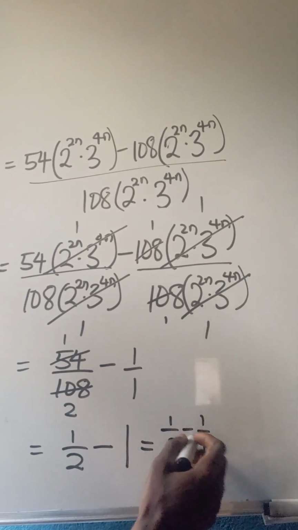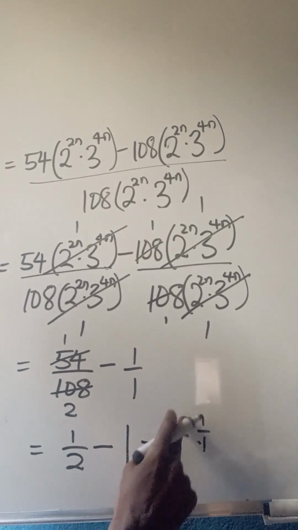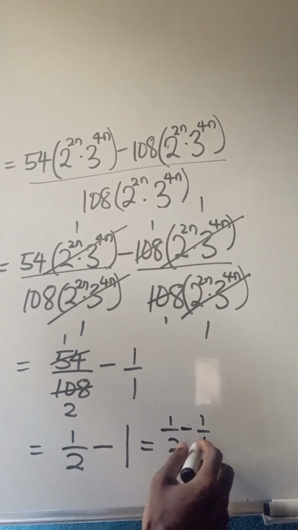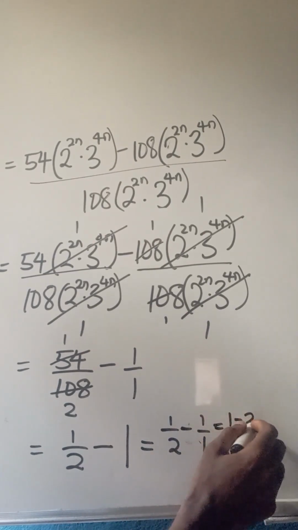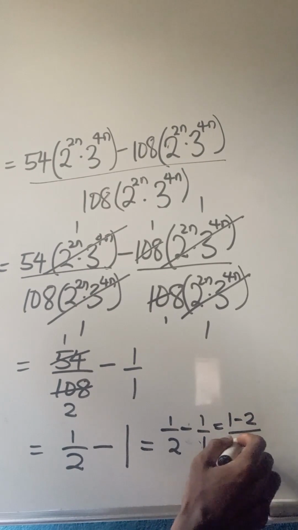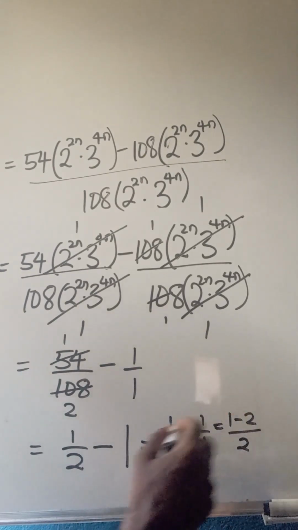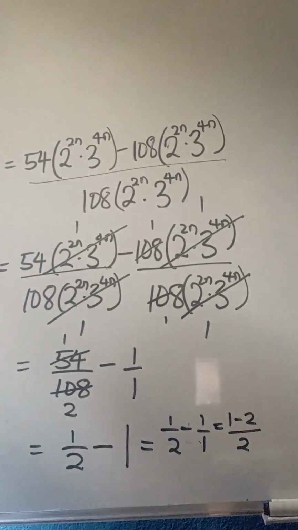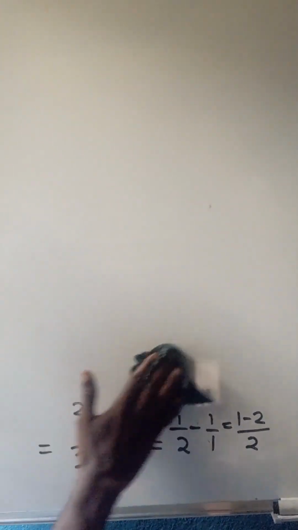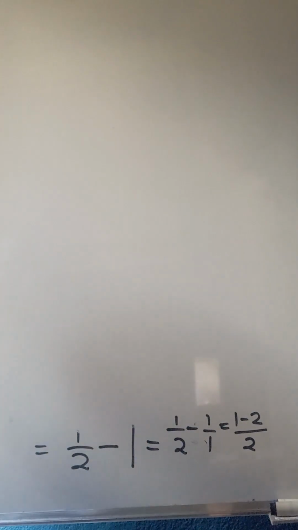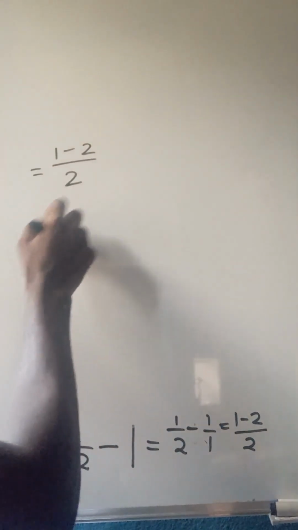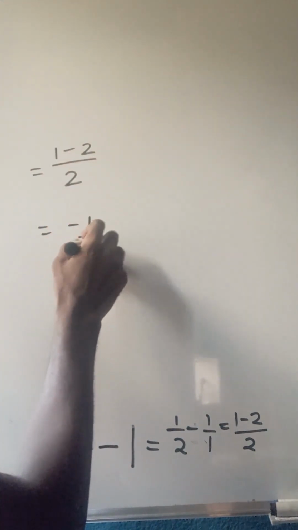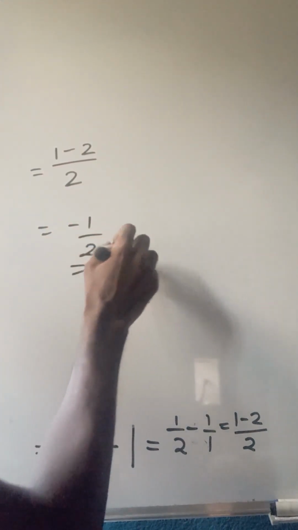So cross multiply. If we do that, we are going to get 1 times 1, which is 1. 1 times 2 is 2. 2 times 1 is 2. So if we solve this, we are going to see that our final answer will be 1 minus 2 over 2. So 1 minus 2 is minus 1, over 2. So this is our final answer to this question.